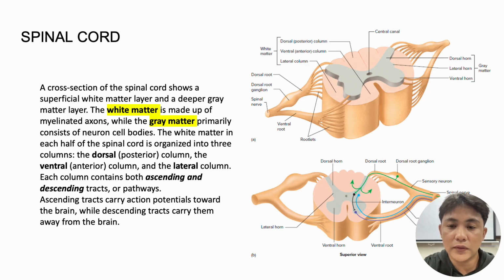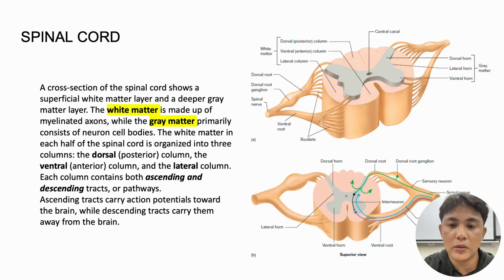Now, let's move on to the gray matter structure. The gray matter is divided into three parts called horns: the dorsal horn, the ventral horn, and the lateral horn. The dorsal horn receives sensory input from the body. The ventral horn contains motor neurons that send signals to skeletal muscles, while the lateral horn, which is present in certain regions, is involved in the autonomic nervous system, controlling involuntary functions.